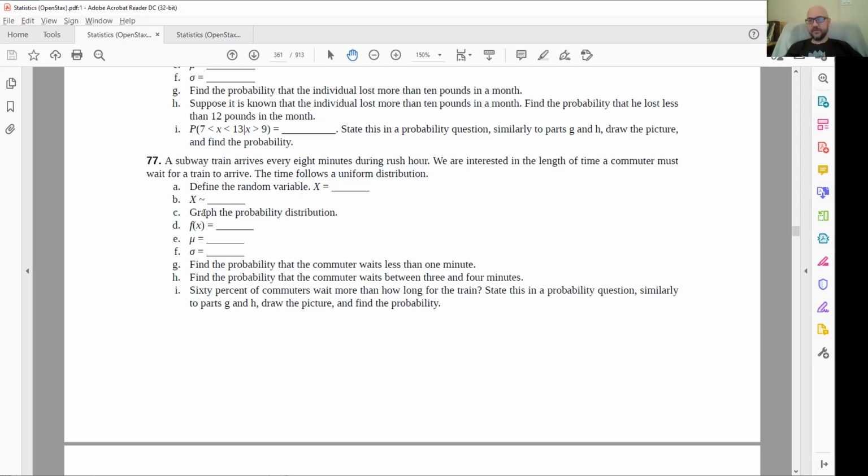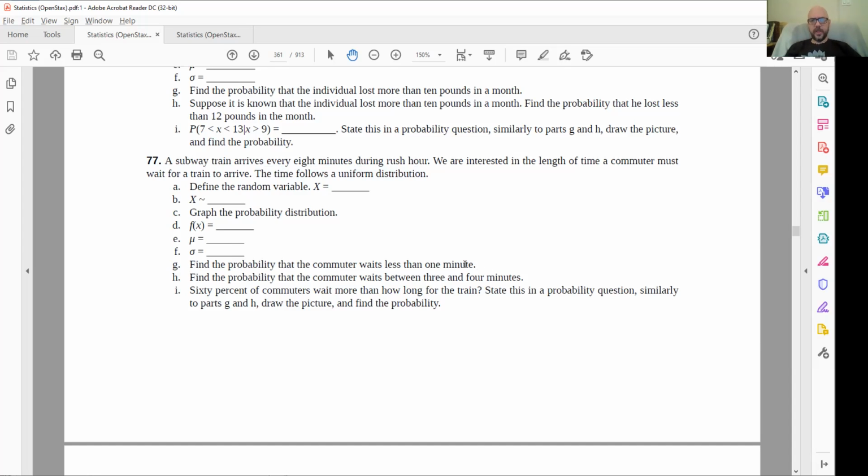So graph: it's a rectangle from 0 to 8, height of 1/8. f(x) is 1/8. Mu is 4 and sigma is the same as it was before because it has the same spread as problem 75. So 2.31, I think, is what it was. Right, still 8 over root 12.